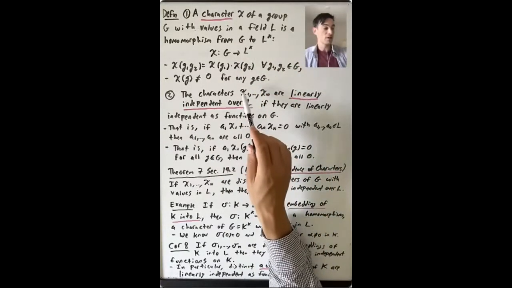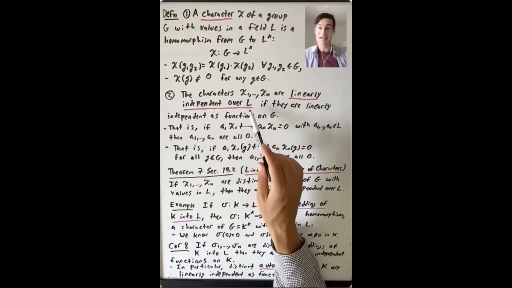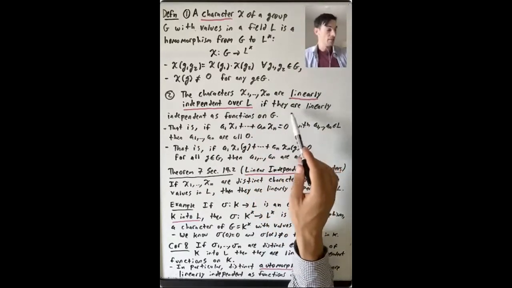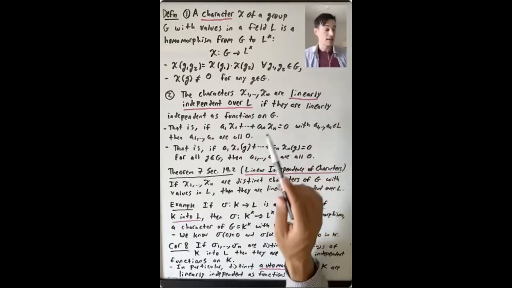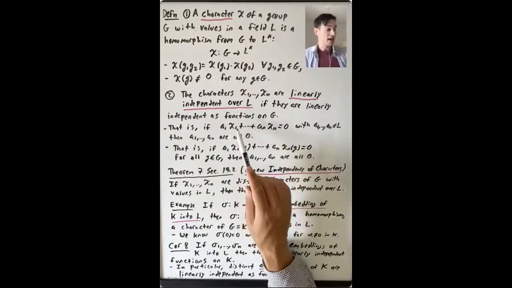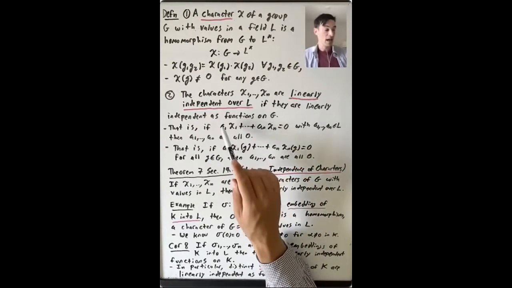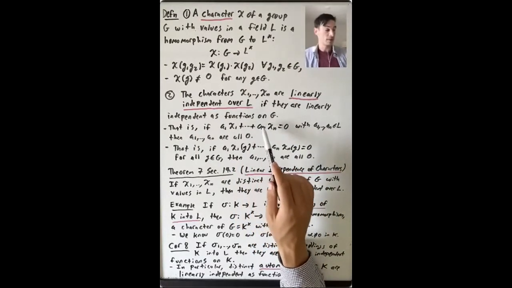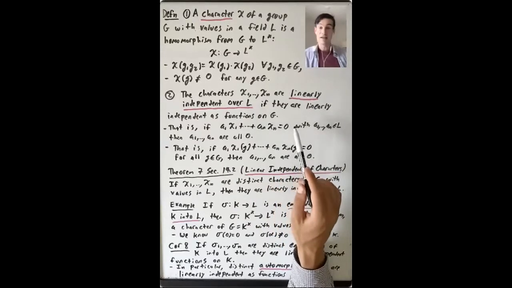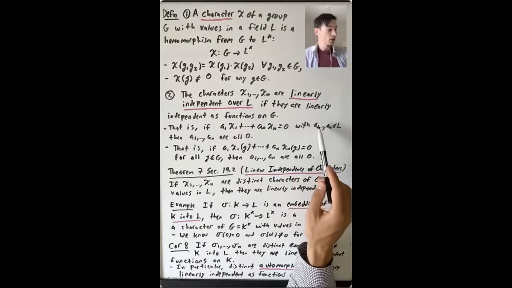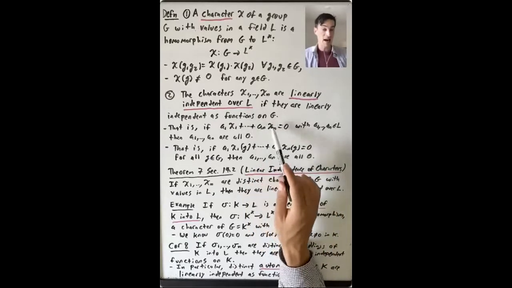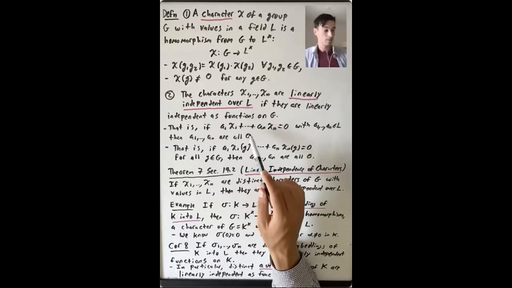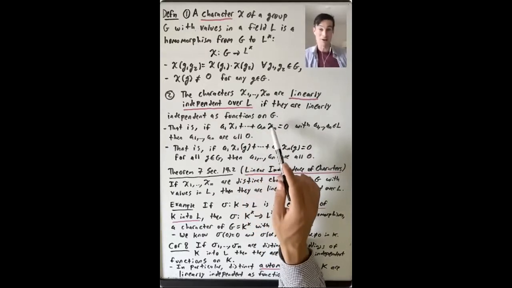We're going to be looking at sets of characters. So what does it mean for characters chi1 up through chi n to be linearly independent over L? It means that they are linearly independent as functions on G. That is, if you can take an L-linear combination, a1 chi1 plus a2 chi2 plus an chi n, and get the zero function on G, where a1 up through an are in L, then all of these ai's have to be zero. What does it mean to be the zero function? It just sends everything in G to zero.